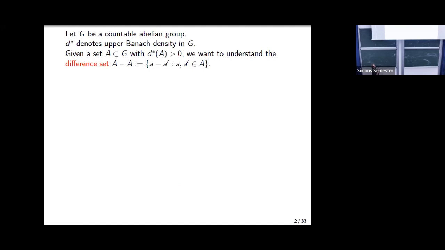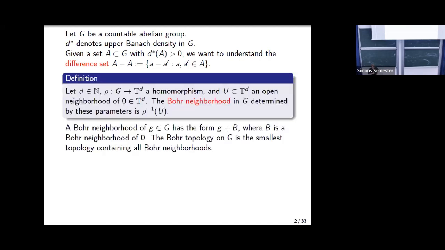So let's work in countable abelian groups and talk about upper Banach density in countable abelian groups. If you have a set of positive upper Banach density, you want to understand the structure of the difference set of this set. It's been known for quite some time that Bohr neighborhoods are closely related to the large scale structure of these difference sets.